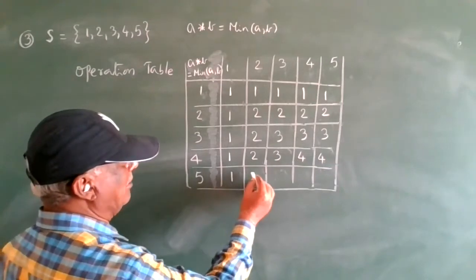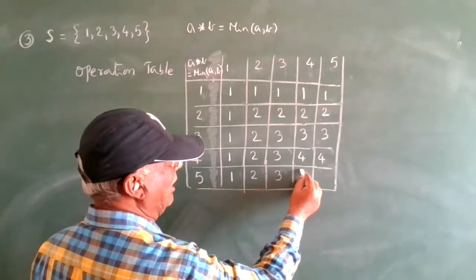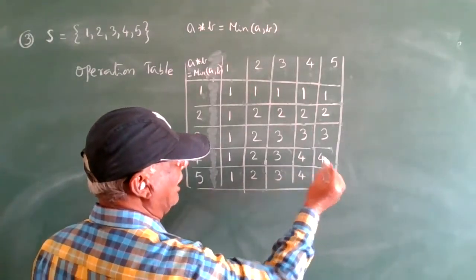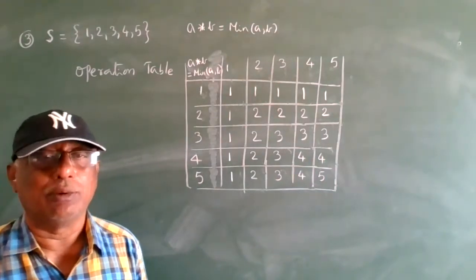5 star 1, 1 is the minimum. 5 star 2, 2. 5 star 3, 3. 5 star 4, 4. 5 star 5, 5 is the minimum. That is the operation table.